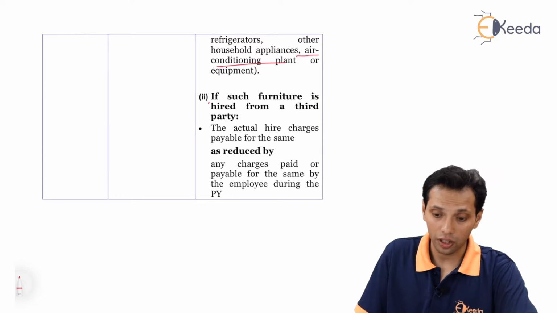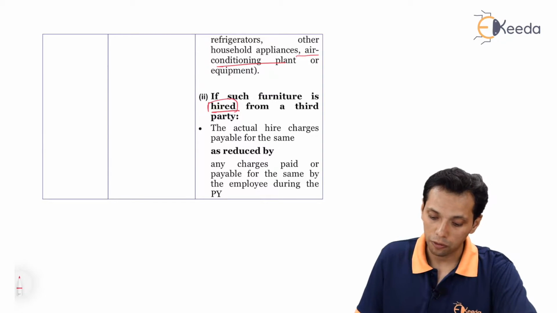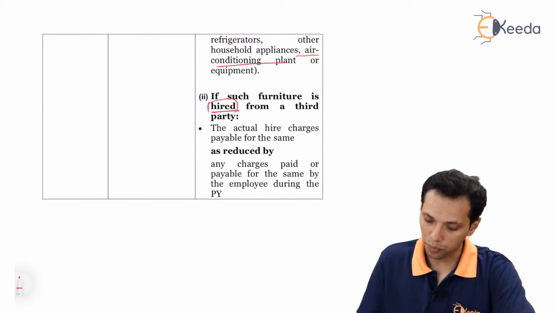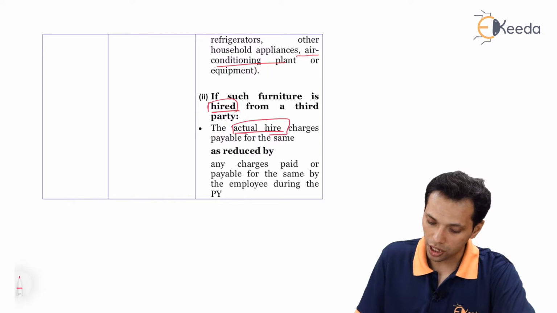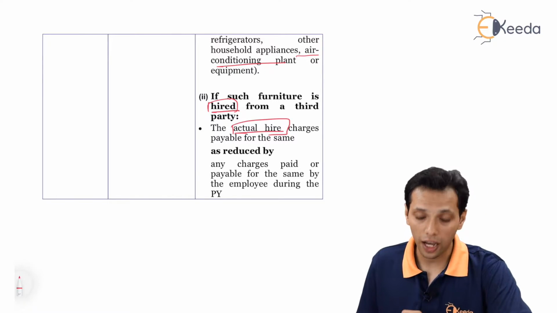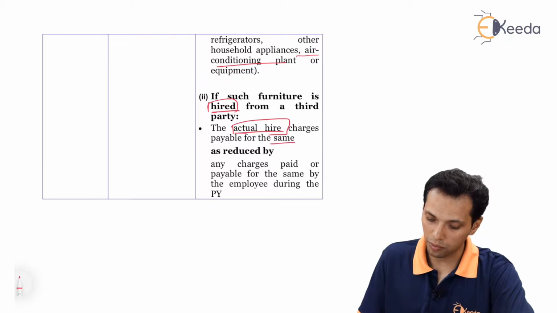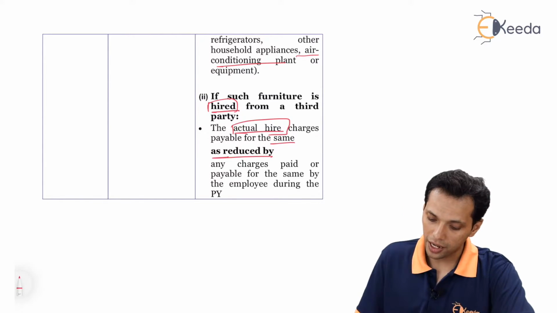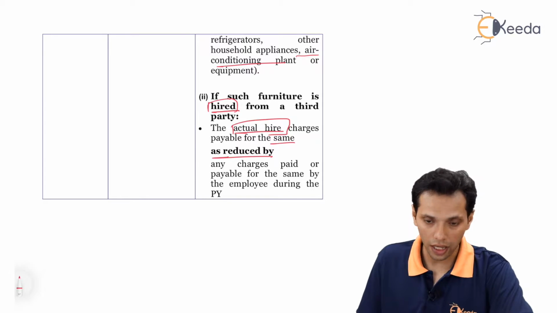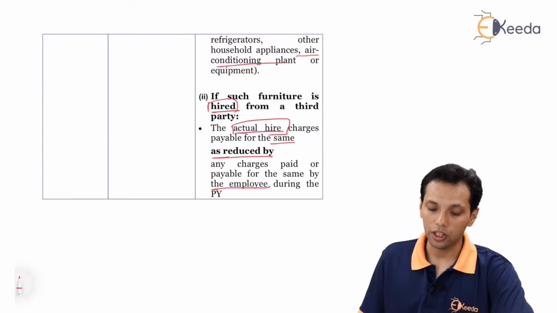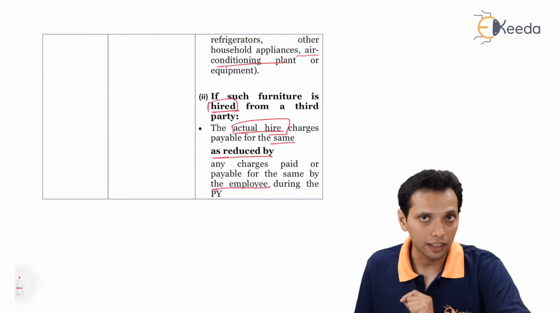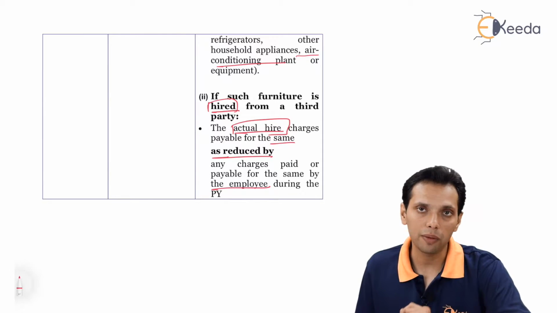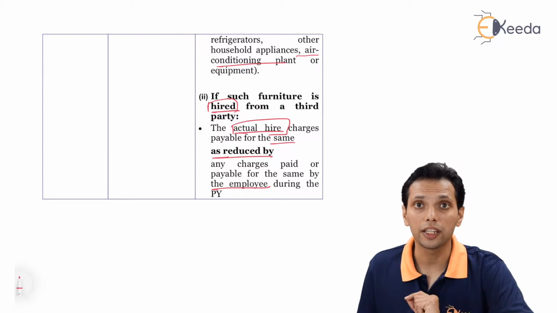If such furniture is hired from a third party by the employer, the actual hire charges payable for the same would be considered as the perquisite value as reduced by any charges paid or payable for the same by the employee. The same would be deducted. Any amount paid by the employee would be deducted.